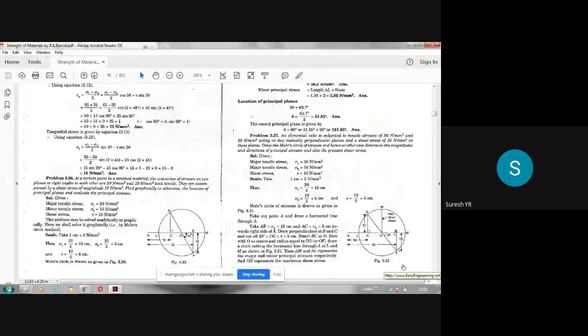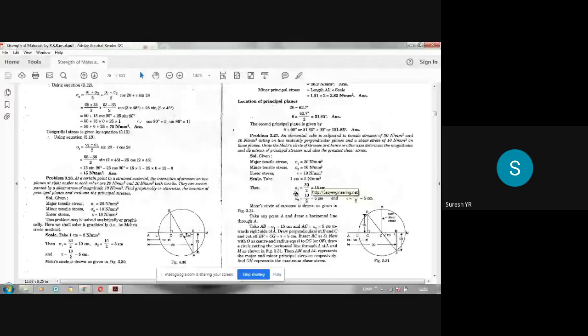Now here, the same procedure we have to follow. Take a point A here. Sigma x is 30, sigma y is 10. Both are tensile here also. You can choose some scale, 1 centimeter equal to some value of the stresses given. So sigma x becomes 15 centimeters, and tau becomes 5 centimeters.